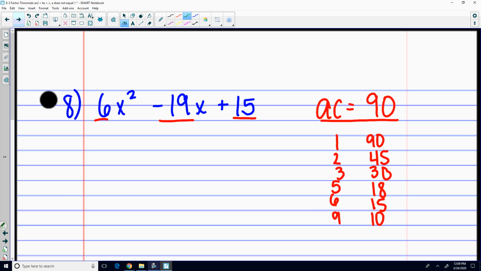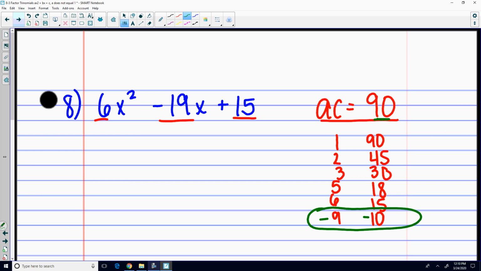19 if I add them together. So I'm going to use 9 and 10, and they are both going to be negative because negative 9 times negative 10 is positive 90, which is what I want. But negative 9 plus negative 10 is negative 19, which is also what I want. All right, let's go ahead and group these together and rewrite the middle term.